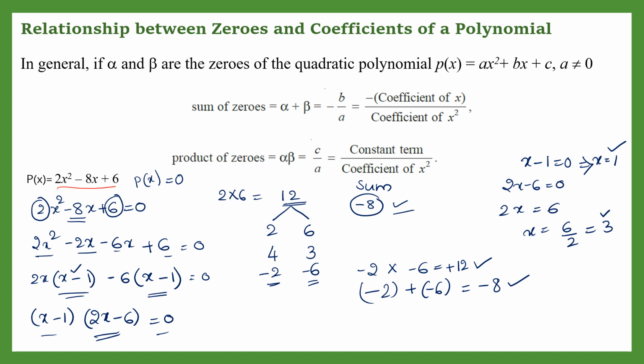So you got two roots of the polynomial. You can call them the zeros of the polynomial, or solutions of the polynomial. One zero of the polynomial, the first one, alpha, you got as 1. This is a quadratic equation, so you will have two zeros. The second one, let us consider it as beta, is 3. These two are the zeros of the polynomial. Now, let's verify this.